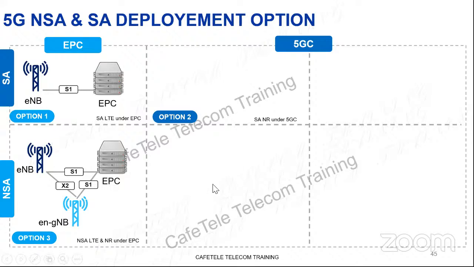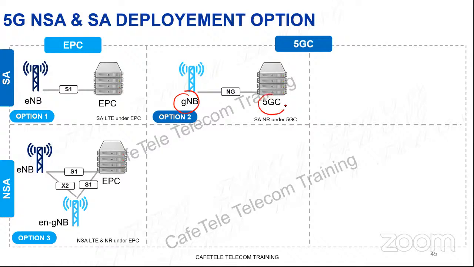Now we have option 2. Option 2 means what? Option 2 is very simple, it's not tough. Option 2, we call standalone architecture. Remember, standalone architecture. In option 2, if you see, we have gNode B and we have the 5G core network. Now there is no EPC core network in option 2.